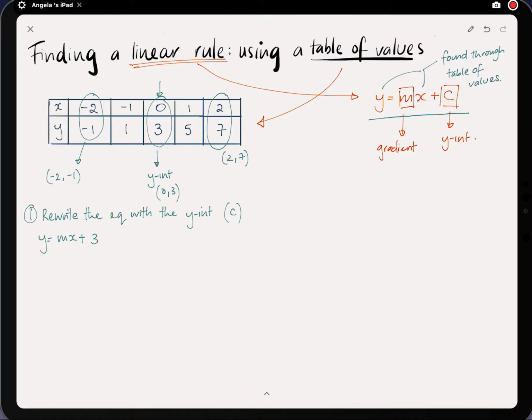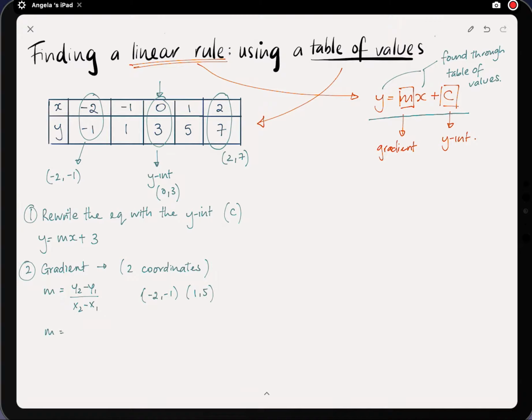So now my second step is going to be to solve for the gradient. So I'm going to find the gradient. And just like before, I'm going to use the equation y2 minus y1 on x2 minus x1. So I'm going to pick two coordinates, and you do need two coordinates to do this. And you can pick any two coordinates that you have been given in this table of values. So I'm going to select -2, -1 and 1, 5.